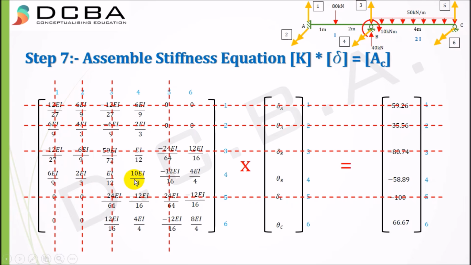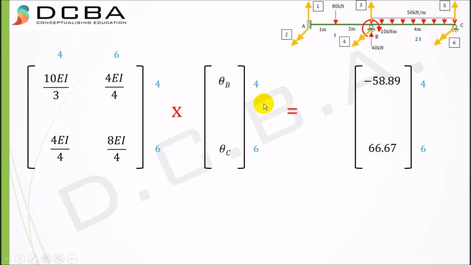So now what we are left with is these 4 elements here, these 2 elements here, and these 2 elements here. We'll separate them out. 4, 6, 4, 6 equal to this, and we just need to now simply find theta B and theta C using our matrix concept, or you can just multiply these and equate them with these two and solve the simultaneous equations, which is very simple. Okay, and we get theta B equal to minus 32.55 by EI radians. Units are very important. And theta C equal to 49.61 by EI radians.